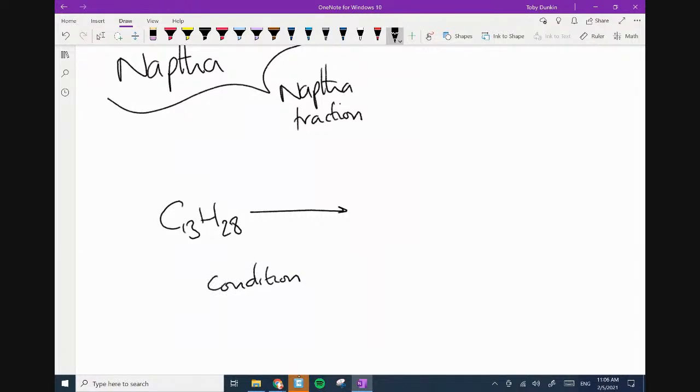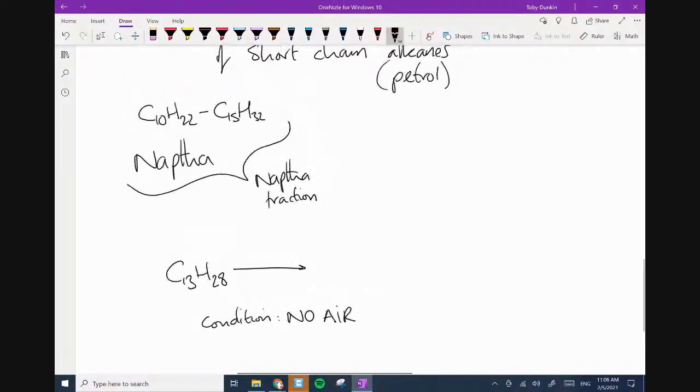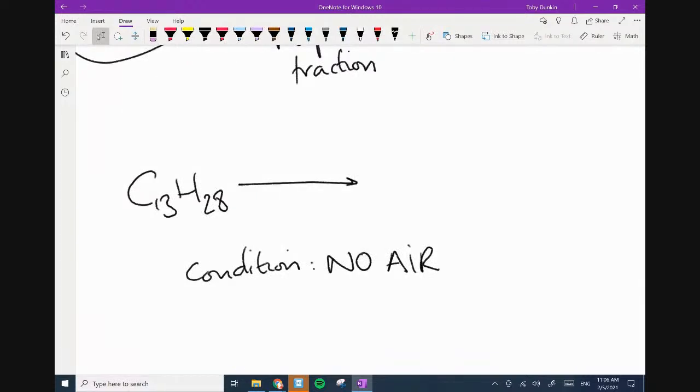No air. Because if you have air, what's this going to do at 450 degrees Celsius? It's going to burn. It's going to explode. Explodey. Don't want that to happen. So we're going to take this chain and we're going to crack it. Now we're going to do catalytic. Yeah, we're going to have a catalyst at 450.